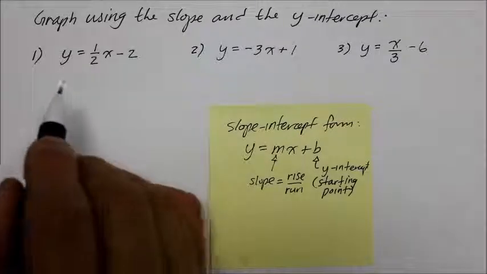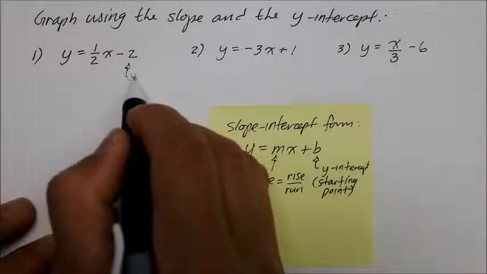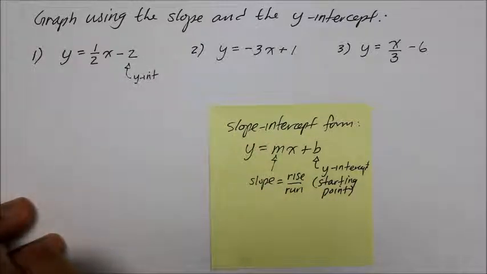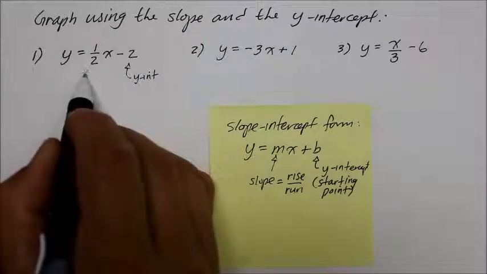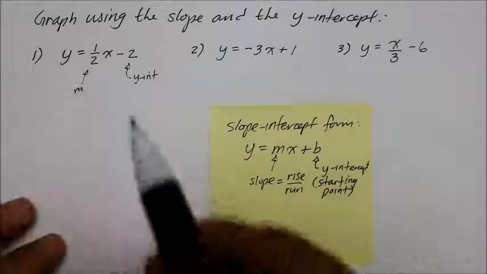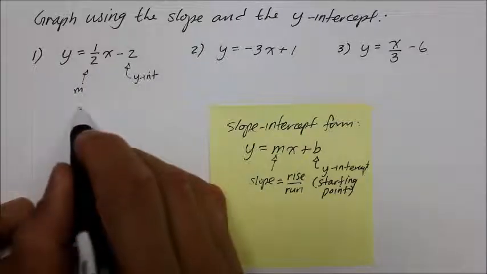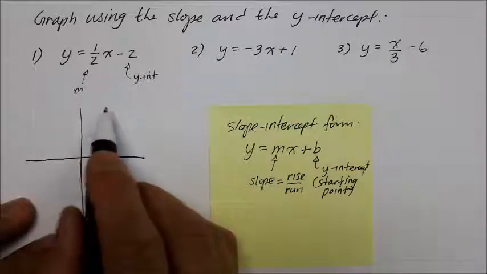So, number 1. What is the y-intercept? -2. That's the y-intercept, and that's the starting point. And what's the slope? What is the rise over run from there? It is 1 over 2, and that's the slope m. So already, I could graph this function.